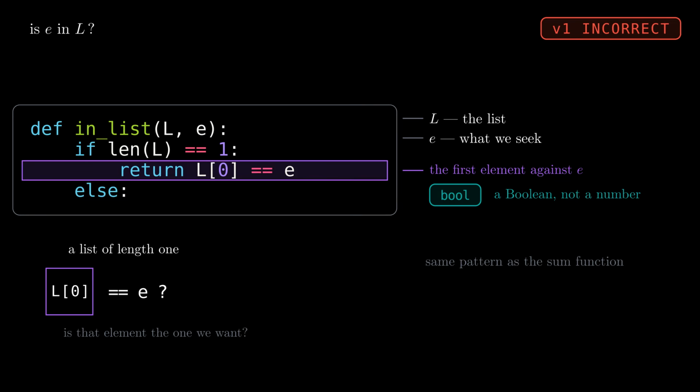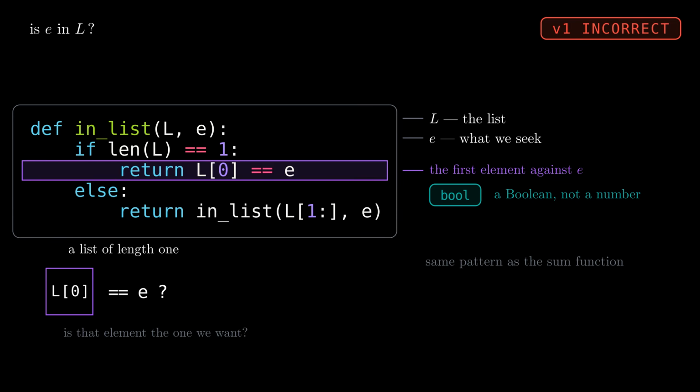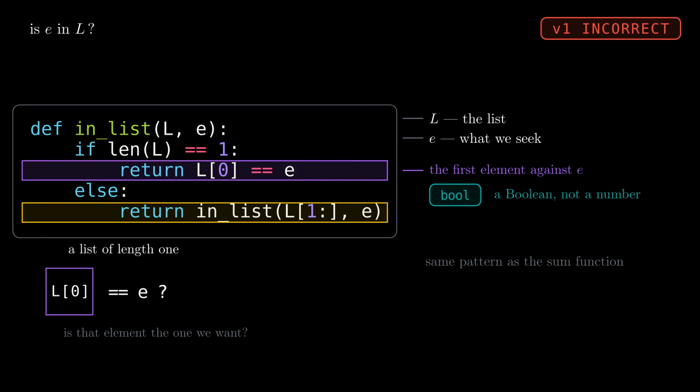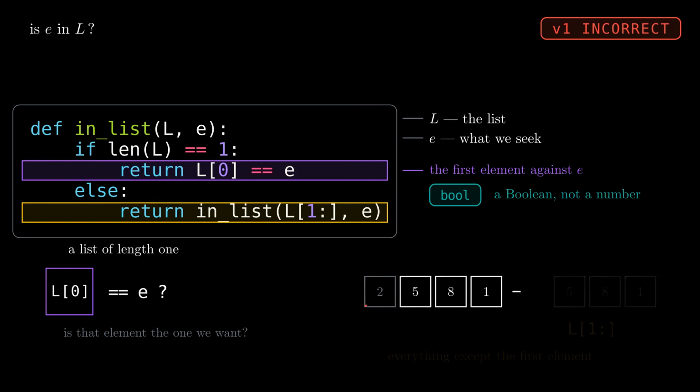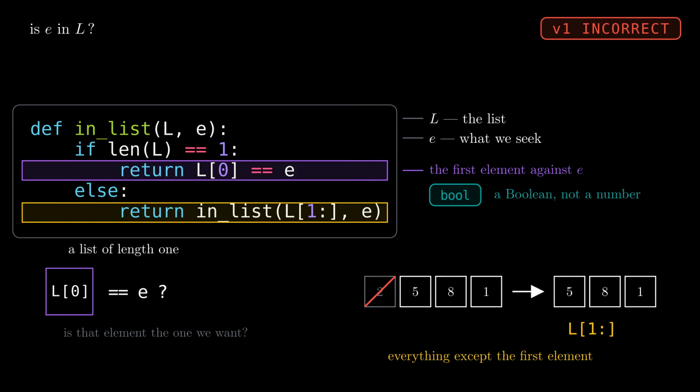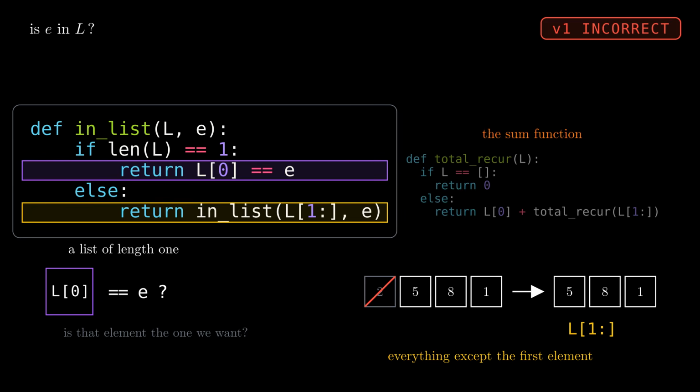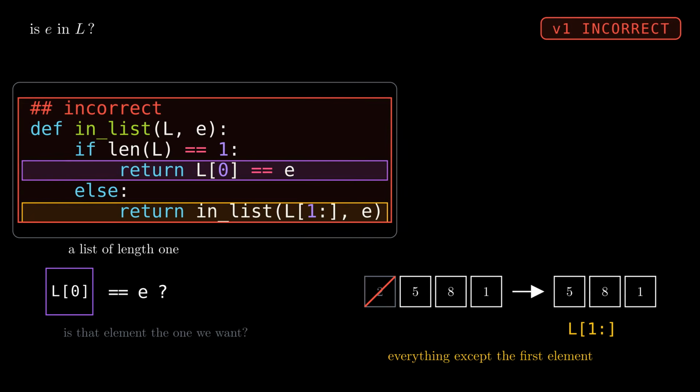Now the recursive step, and here is the tempting thought. If the list is longer, just look for E in the remainder. So we call the very function we are writing on everything except the first element, still searching for E. It looks exactly like the sum function looked, but this version is marked incorrect, and we're about to see why.